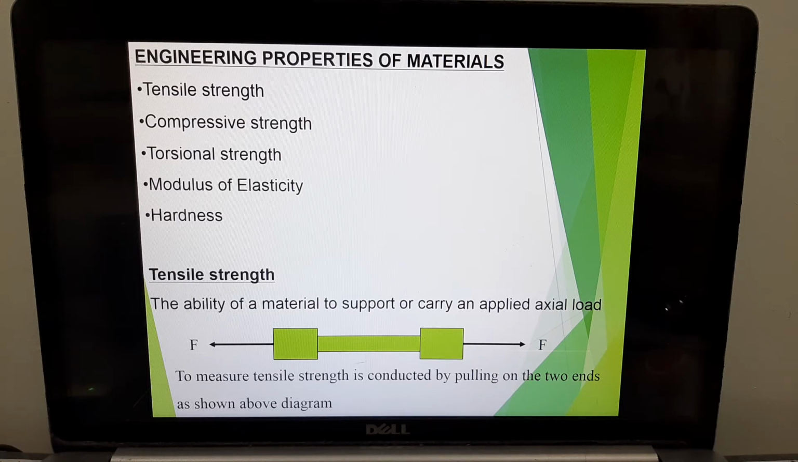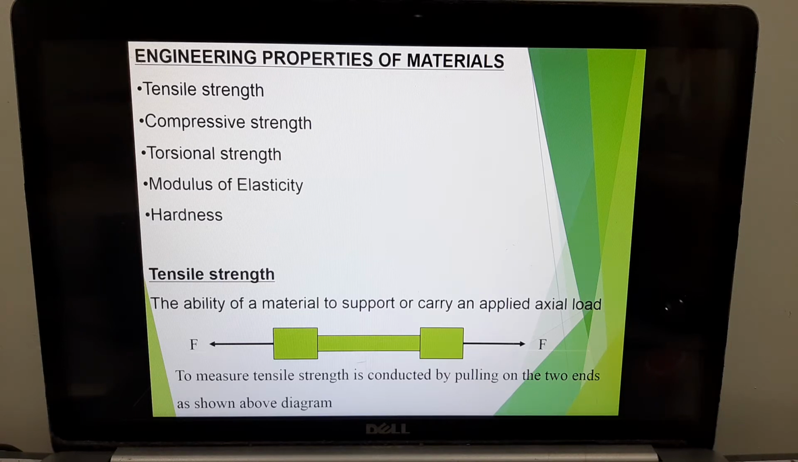So what is tensile strength? Tensile strength is the ability of a material to support or carry an applied axial load. But first of all, how do you evaluate material? How do you know that this material is suitable for this product? We have something called the engineering properties of the material.